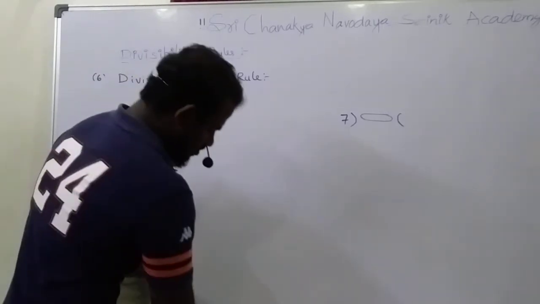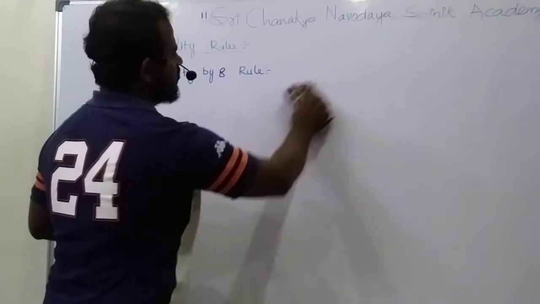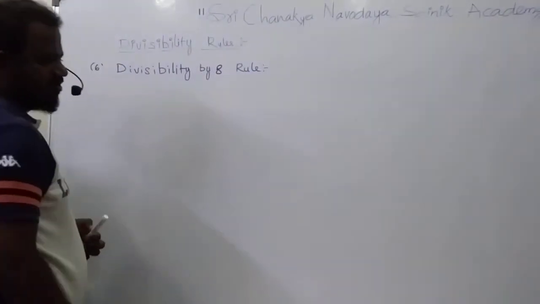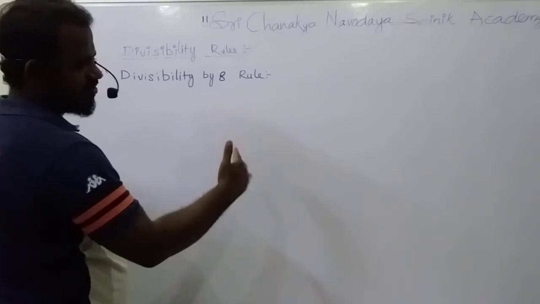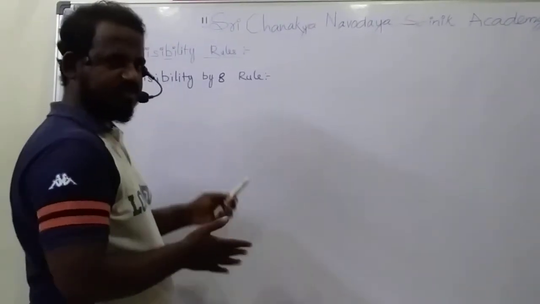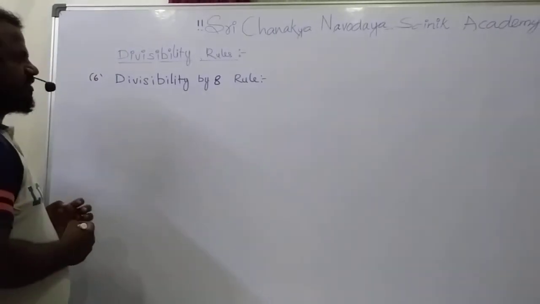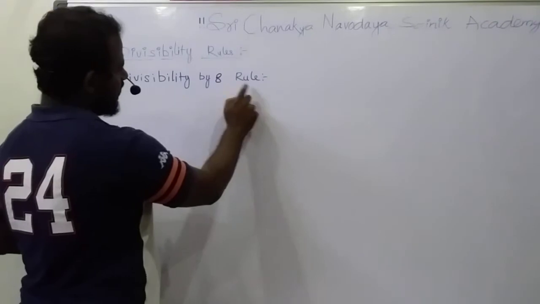That will be easier than the divisibility by 7 rule. So we are skipping the divisibility by 7 rule. We are not considering that rule. In case divisibility by 7 comes, following the normal process is better than the rule for 7. So we are skipping that. Next, divisibility by 8 rule.